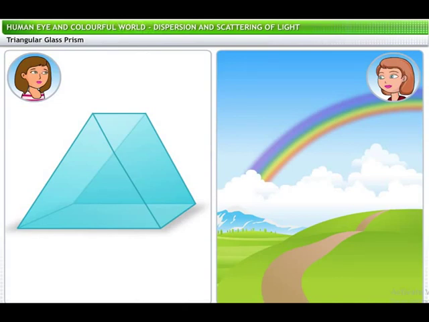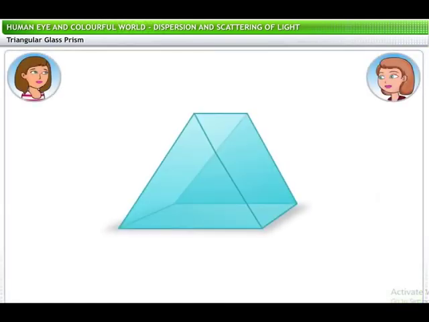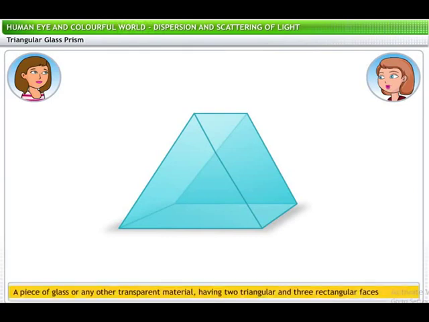You said you could show me a rainbow through a prism. What exactly is a prism? Is a triangular glass prism a special kind of prism? A triangular glass prism, to be specific, is a piece of glass that has 2 triangular and 3 rectangular faces.